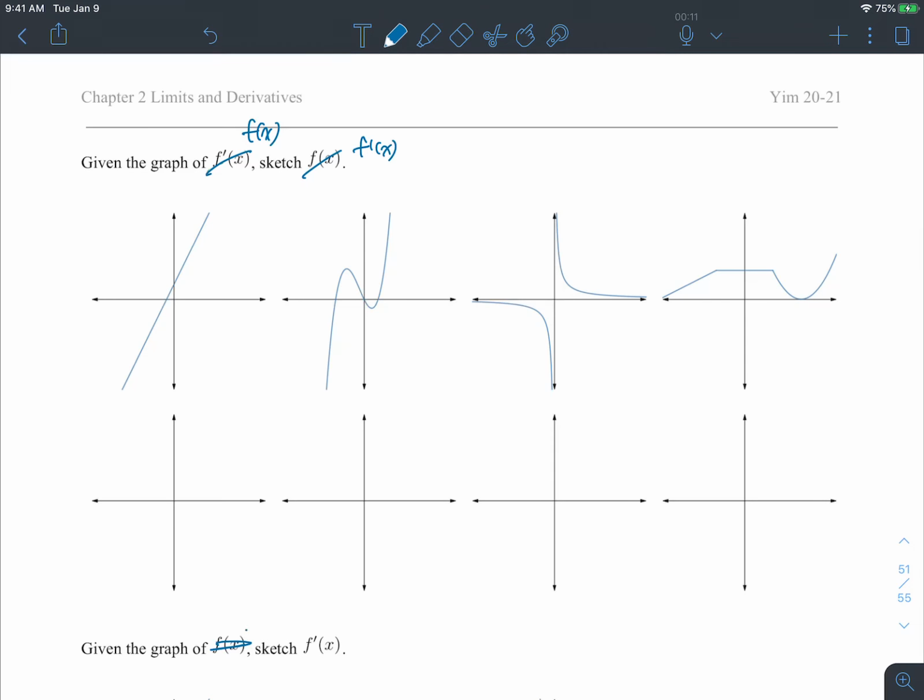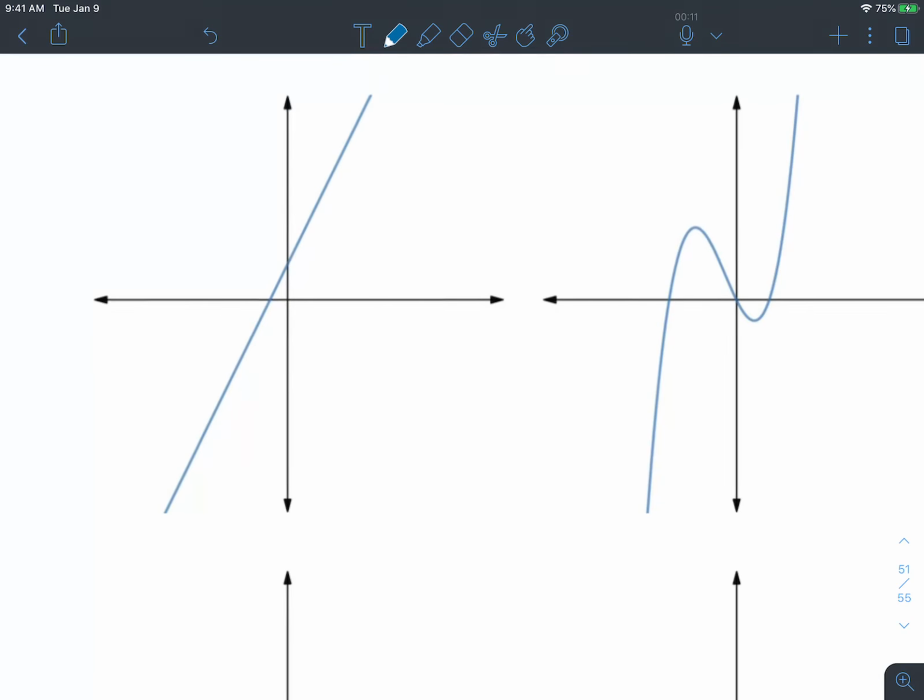Now, the ones at the bottom are the other way around. That's actually a little bit more difficult. Well, we'll figure it out. So now we're asking you, given that straight line, how do you draw its slope? Well, if you think, let me zoom that in a little bit.